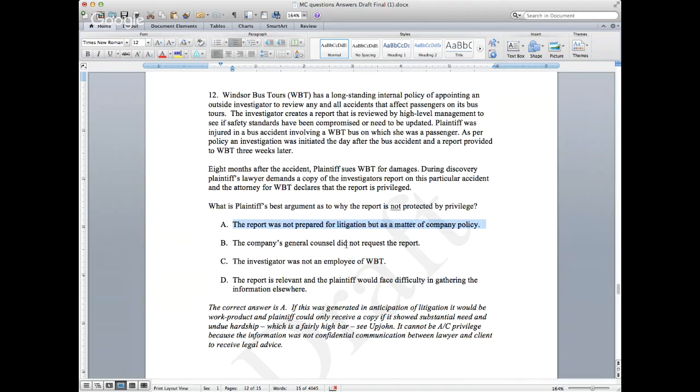The company's general counsel did not request the report. That has nothing to do with it. The investigator was not an employee of WBT. Again, this is about the report being generated in the course of business. The report is relevant, and the plaintiff would face difficulty in gathering the information elsewhere. Again, this seems to be A pretty clearly. I hate to overthink it, but this was not prepared for litigation, but as a matter of company policy. So it seems like A is the best answer.